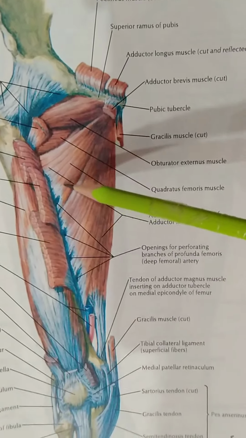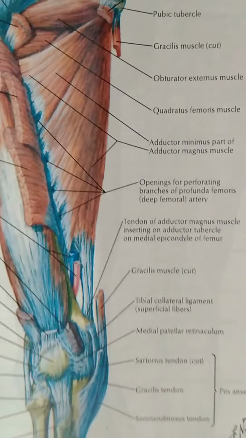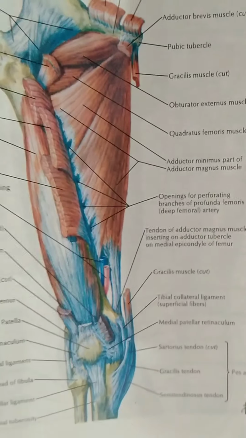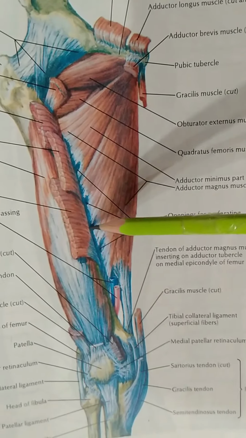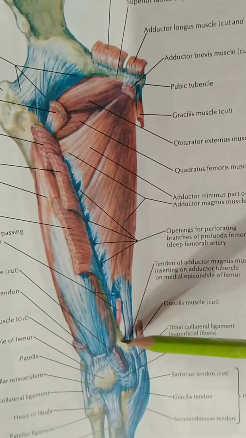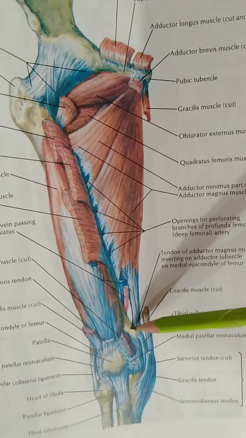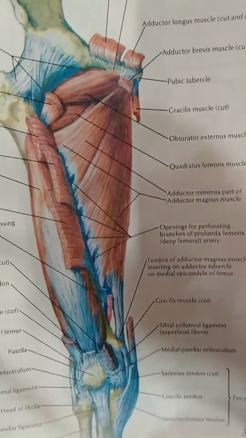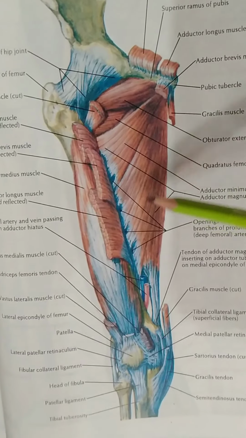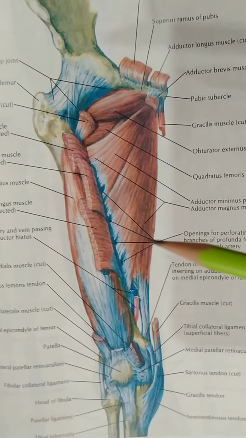So here is the adductor magnus muscle, which you can see here, and here are the openings for the branches of the profunda femoris artery. These four, and here is the adductor hiatus, from where the femoral artery passes on to become the popliteal artery. And here is our pectineus muscle, which we have cut and reflected to see this. This one is adductor brevis, this one is adductor longus.